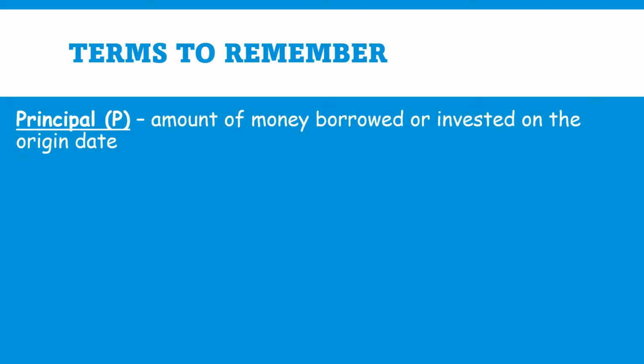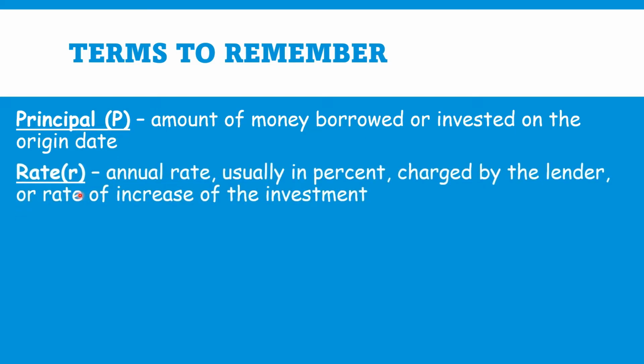Okay, another term is principal. This is the amount of money borrowed or invested on the origin date. Next is rate, expressed in R. This is the annual rate, usually in percent, charged by the lender or rate of increase of the investment. So it is expressed in percent. It is the rate given by the lender to the borrower.